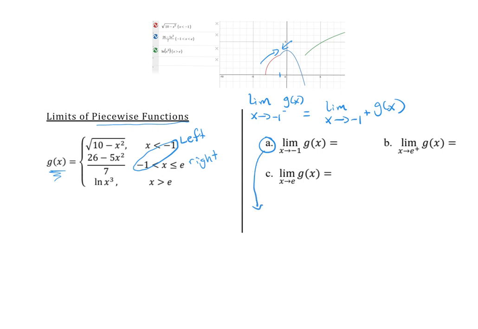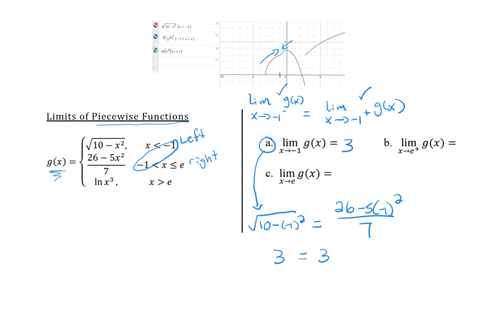So if we just plug in -1 into both of these, so the square root of 10 minus -1 squared, we're looking to see, does that equal 26 minus 5 times -1 squared over 7? And in this case, when you plug them in, they both equal 3, showing that the left and the right are the same. So this does exist, and it is 3.